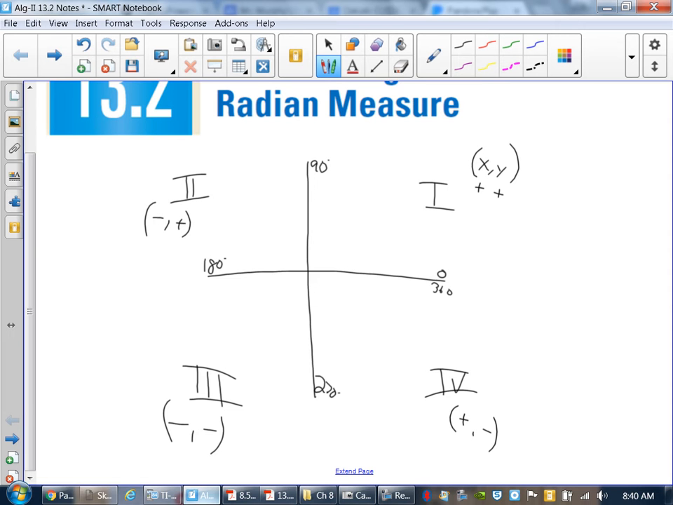Now, what we do here is we start talking about what are called angles in standard position. Angles in standard position, when we draw them, are always going to start at the same spot and rotate around.